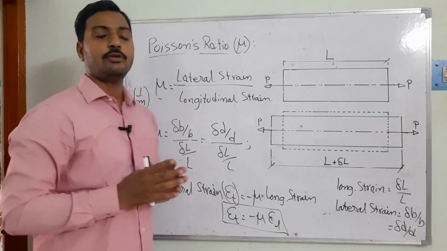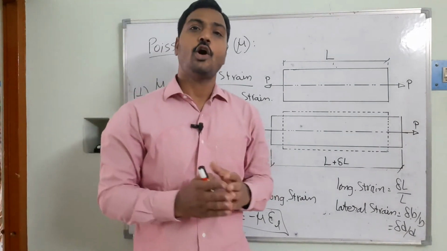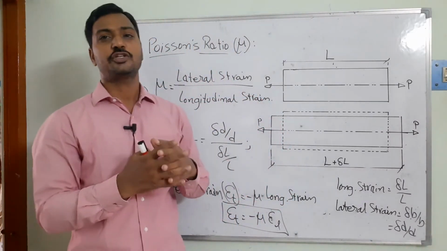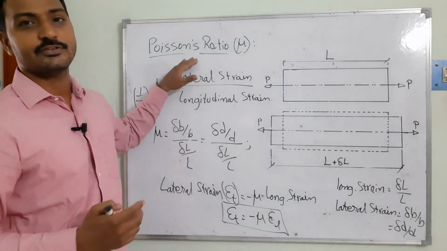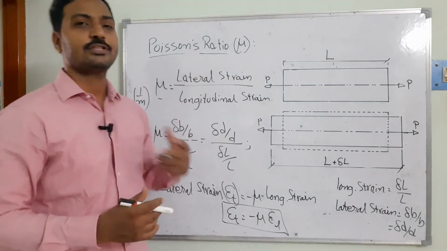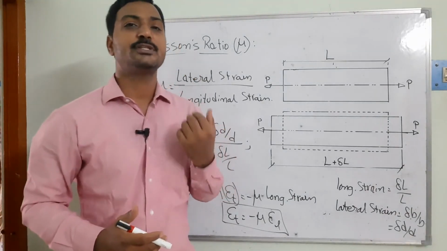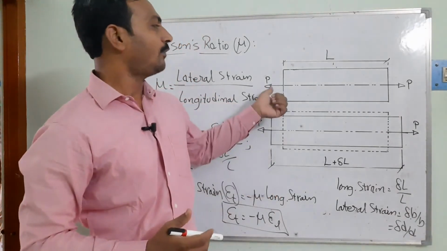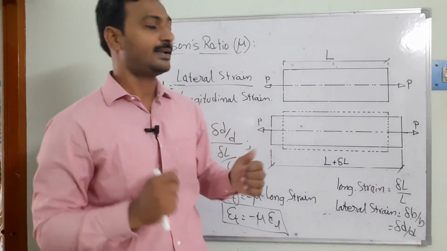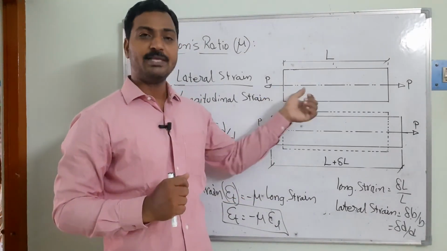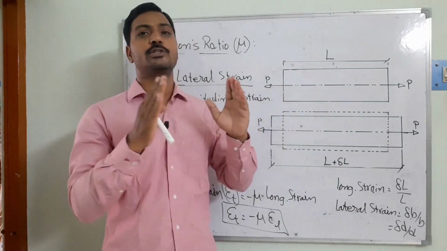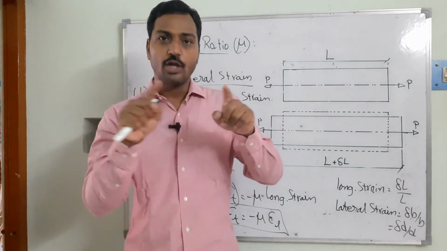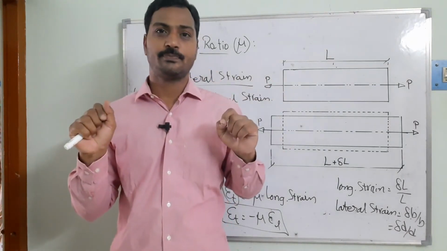So I hope you are able to understand what is the longitudinal strain and what is the lateral strain, and how we are making the relationship between these two, which is the Poisson's ratio. The Poisson's ratio sometimes is positive, sometimes neutral, or sometimes negative. In most cases we always consider the positive, because along the direction of the load the member starts elongating. Suppose you take rubber or mild steel, these elongate in the direction of the applied load.